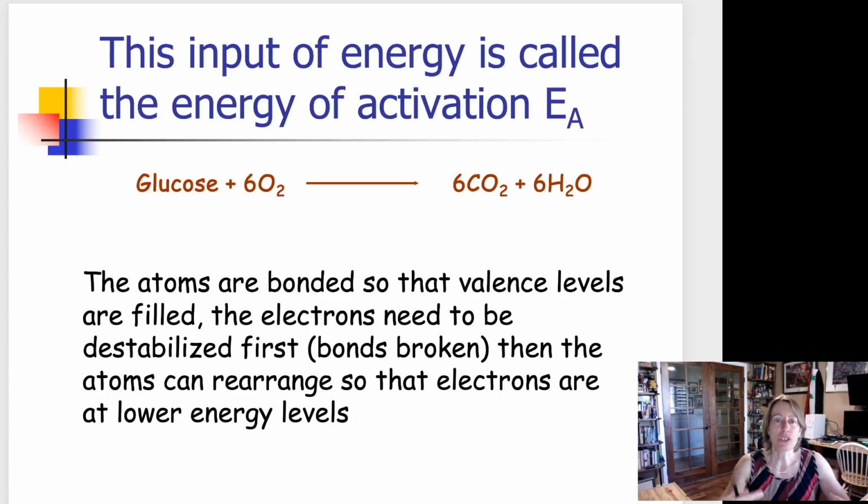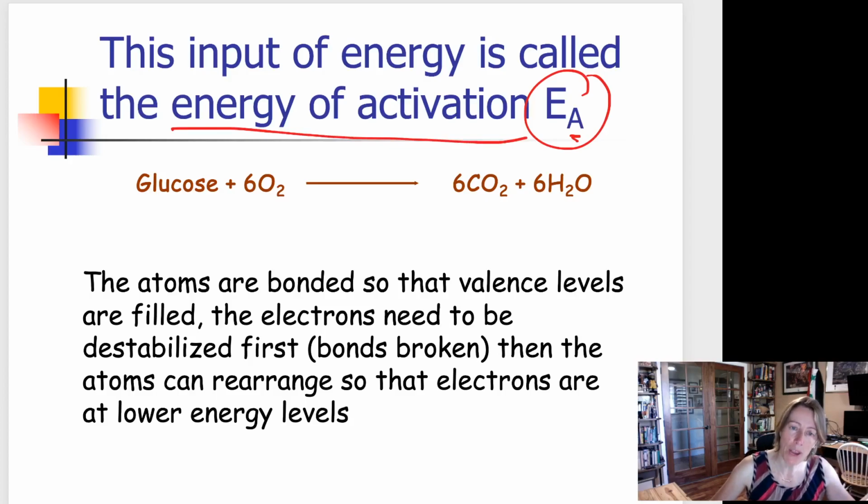And the energy that you put in to get that destabilization is called the energy of activation. And we write E with a little a down here. The A stands for activation. So energy of activation is the energy you have to put into a chemical reaction to get it to start. Even if overall the reaction is going to give off energy or release energy like an exergonic reaction will, there still has to be some energy input at the beginning. And that energy input is termed the energy of activation.